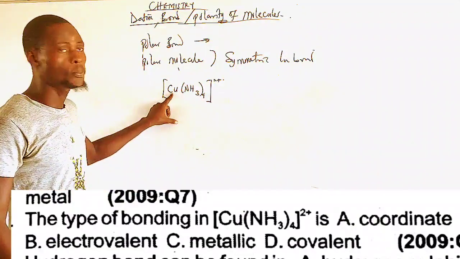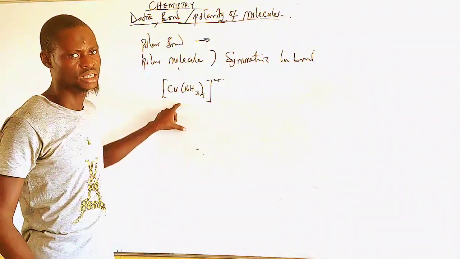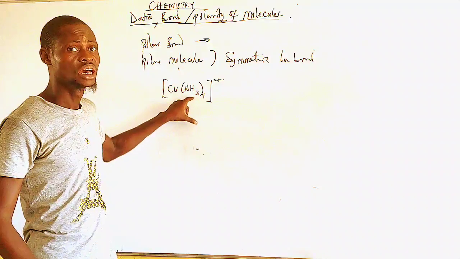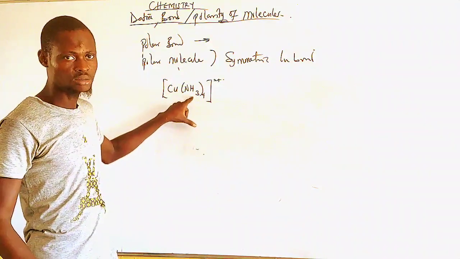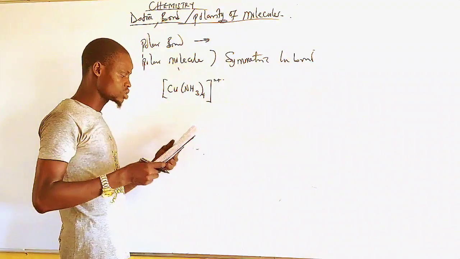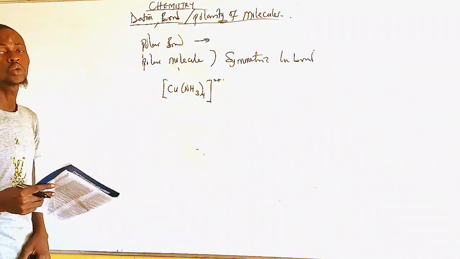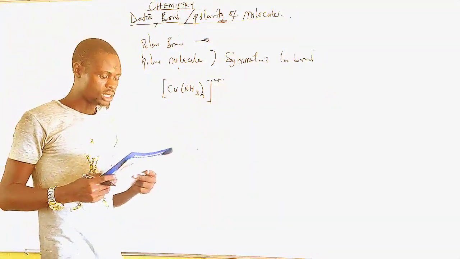So whenever you see copper, iron, or any transition metal in a compound like this with an ion, it is a complex ion. Now, the kind of bond that exists in this complex ion is what? It is coordinate covalent bond. So any complex ion has a coordinate covalent bond.